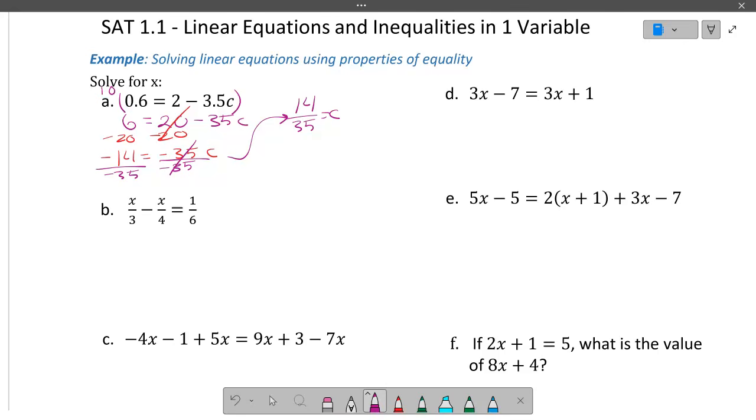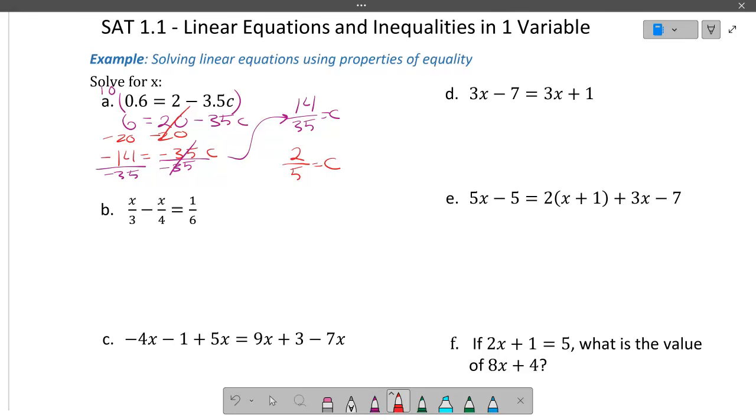Is that fraction simplified? No. What's the common factor for 14 and 35 that I can use to reduce? 7. 14 divided by 7 is 2, and 35 divided by 7 is 5. Okay? And as long as it's a terminating decimal, decimal notation is fine. So if you wanted to write 0.4, you could leave it as 0.4. If you did 14 divided by 35, you'd get 0.4.